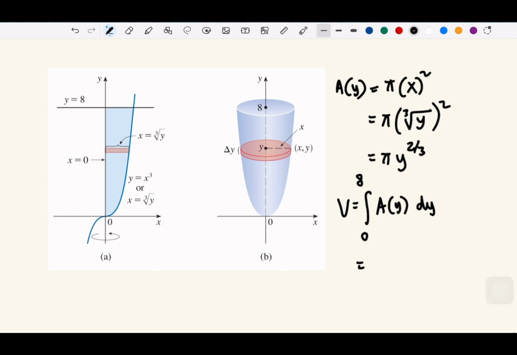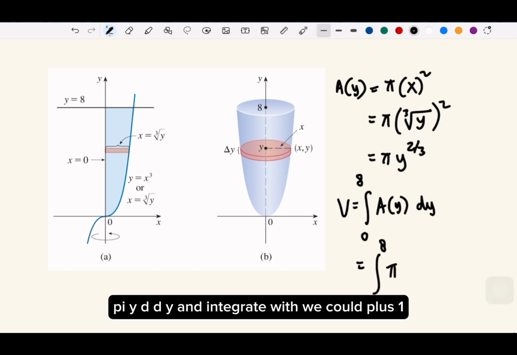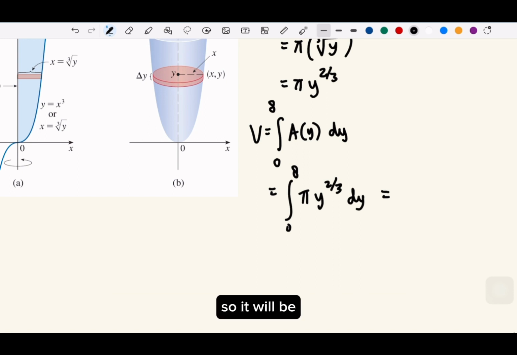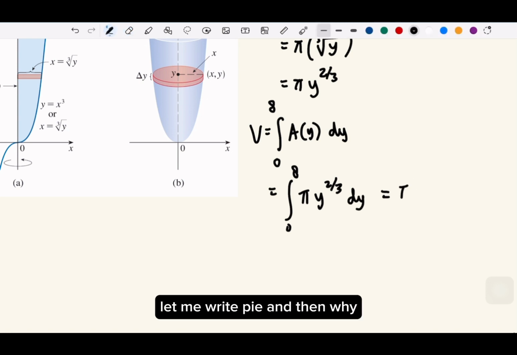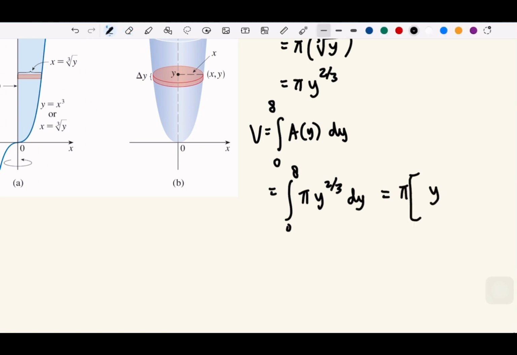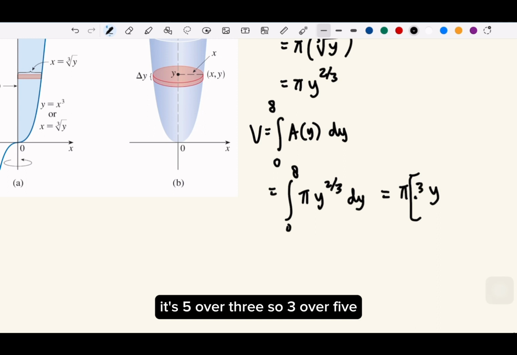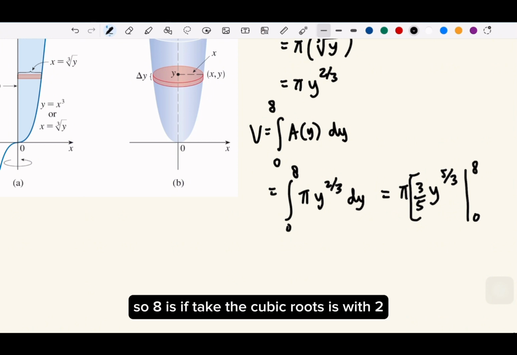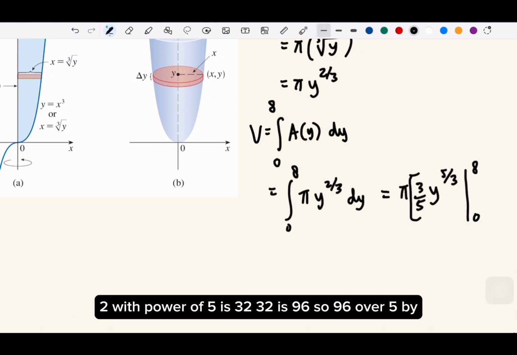So this will be pi y^(2/3) dy, and integrate, we add 1 to the power, so it will be pi and then y to the 5 over 3, so 3 over 5, and plug in 0 to 8. So 8, if we take the cubic root, will be 2. 2 to the power of 5 is 32. 3 times 32 is 96. So 96 over 5 pi.